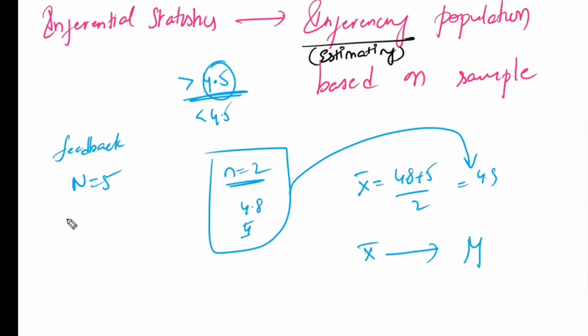Without having the population data, without having the 5 students' data with me, I am assuming, I am calculating. Whether it may be true or it may be false, I am estimating. Since 2 students have given me 4.9, I am assuming that all the 5 students are satisfied with respect to greater than 4.5 and SRK will be continued as a trainer.